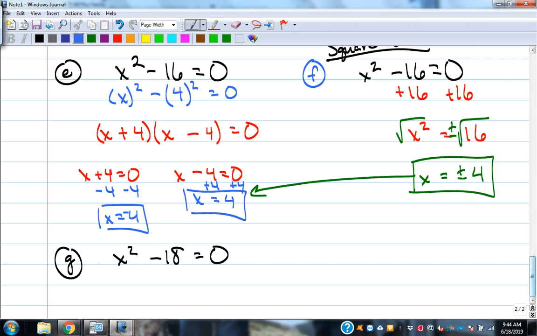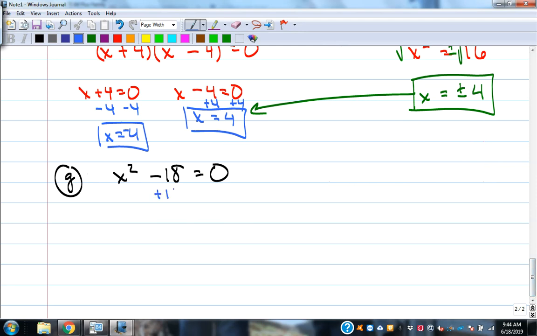So to solve by square roots, you need to get the x squared by itself. So the first step would be to add 18. Zero plus 18 is 18. And then, once you've got the x squared by itself, remember we're getting the squared part by itself, we're going to take the square root of each side. On the side with the number, we'll put a plus and minus in front of it.